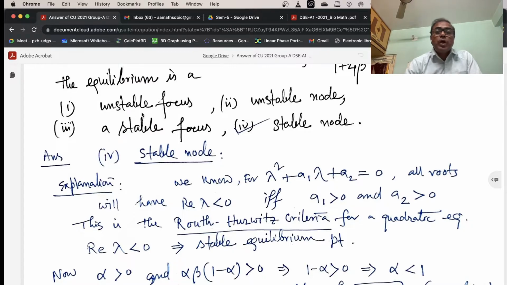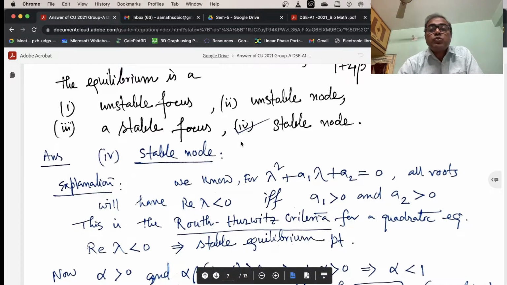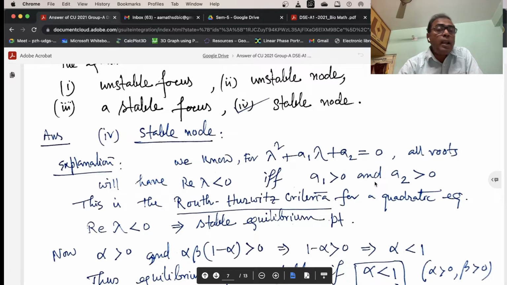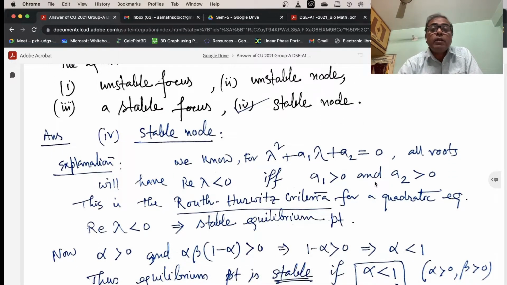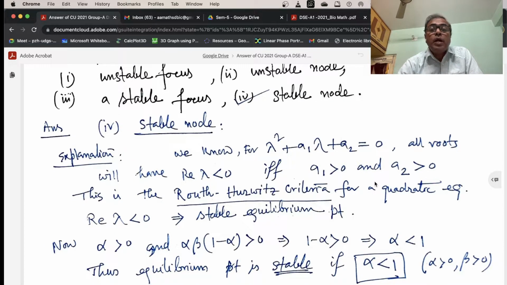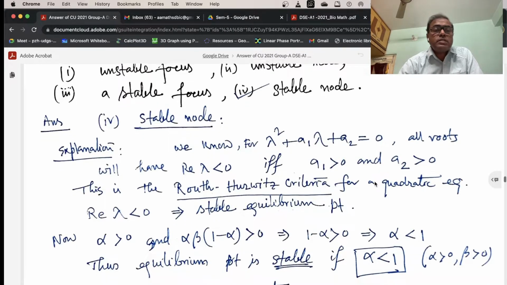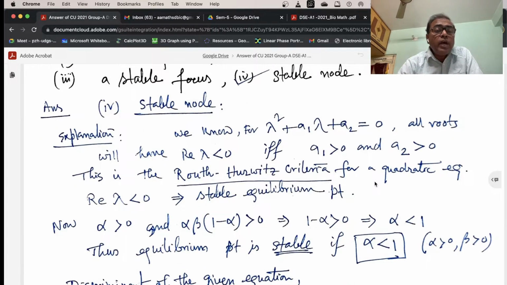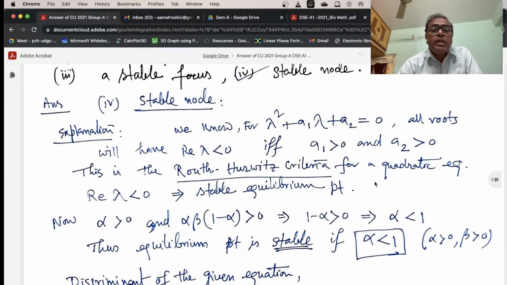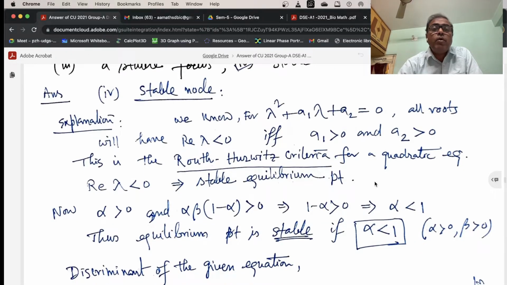Now, the Routh-Hurwitz criteria: for lambda square plus A1 lambda plus A2 equal to 0, all roots have negative real part if and only if A1 is positive and A2 is positive. This is the Routh-Hurwitz criteria for a quadratic equation. Real part of lambda less than 0 implies that a stable equilibrium point exists. Now alpha greater than 0 and alpha beta times (1 minus alpha) greater than 0 implies 1 minus alpha greater than 0, so alpha is less than 1.